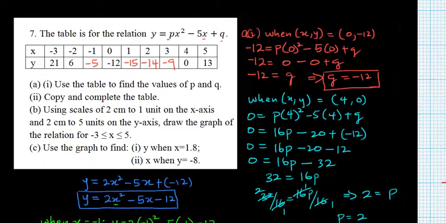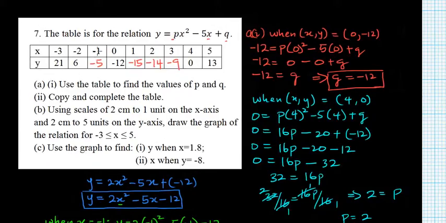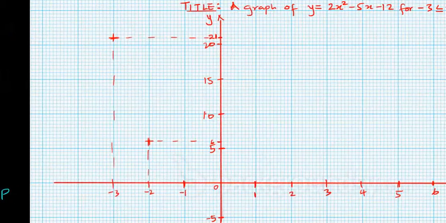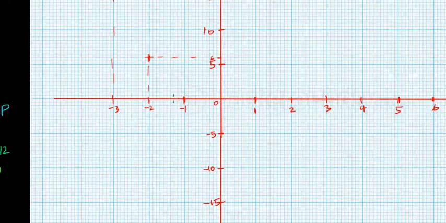Let's go to the next one. When x is minus 1, y is minus 5. This is y, minus 5. So I'll just mark this.